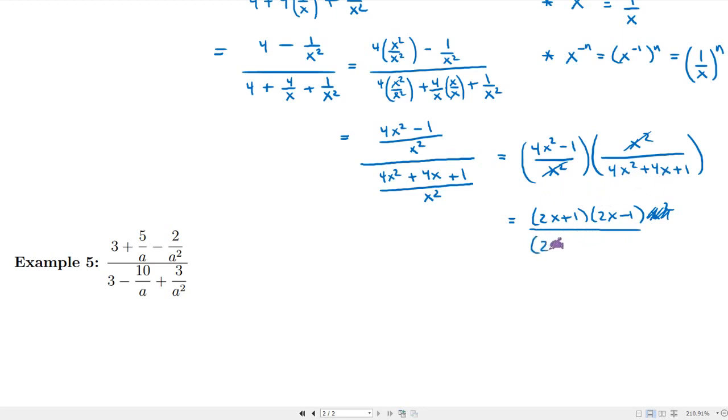So this is 2x, let's try plus 1, plus 1. That looks good, right? 2x squared is 4x squared, 1, and then 2x plus 2x is 4x. So that looks good. That reduces this, and we are left with the answer of 2x minus 1 divided by 2x plus 1.